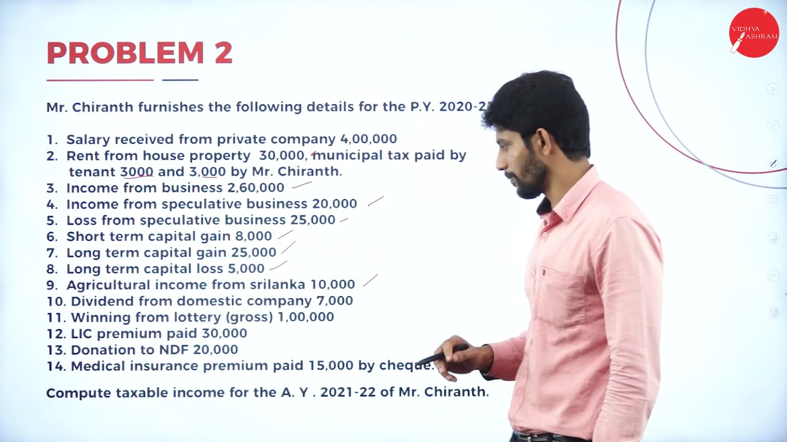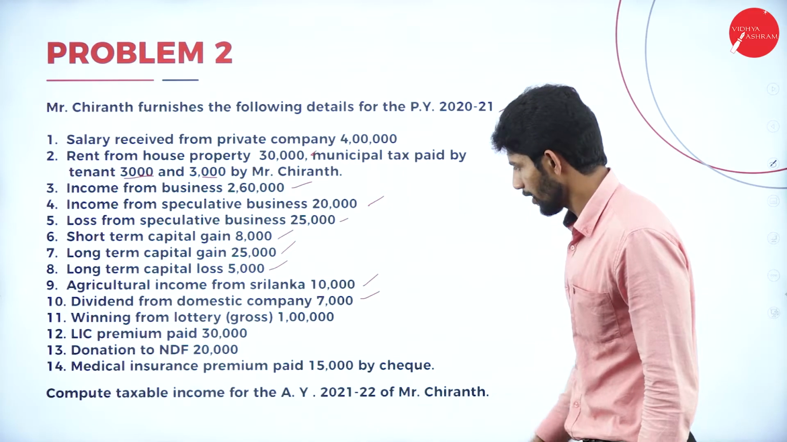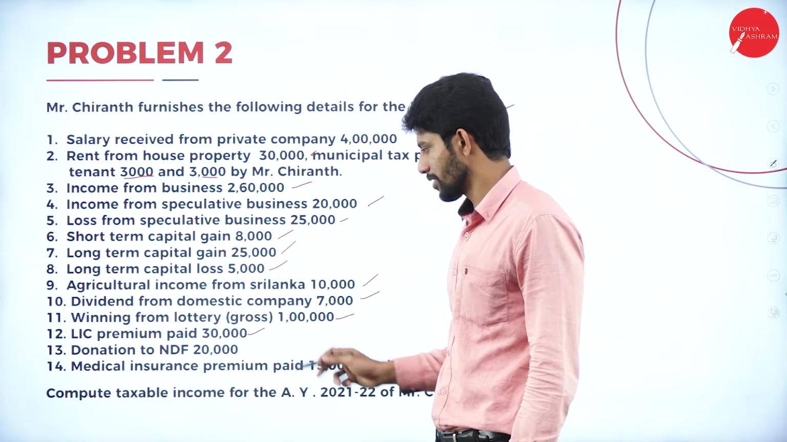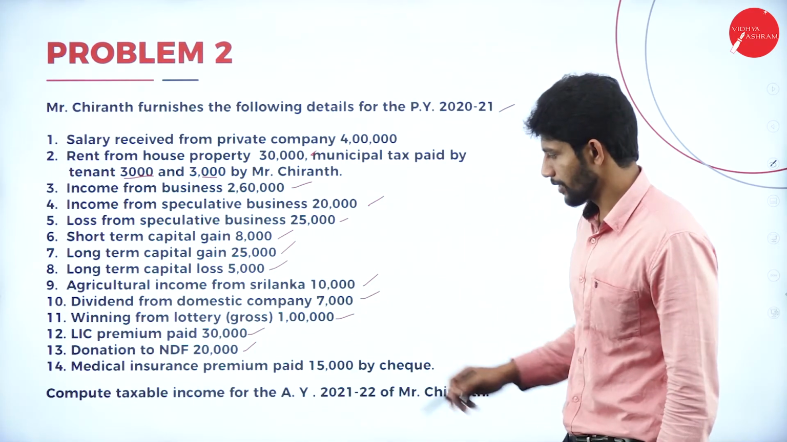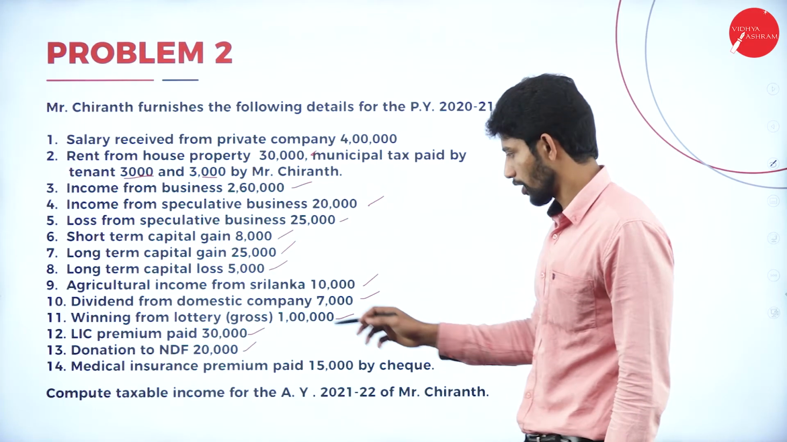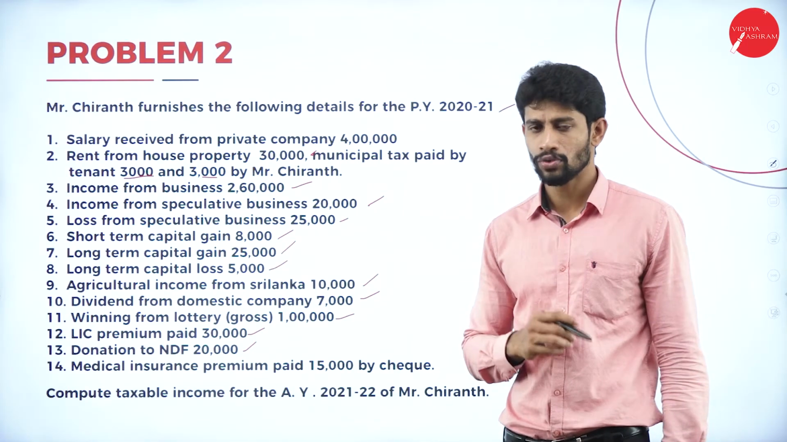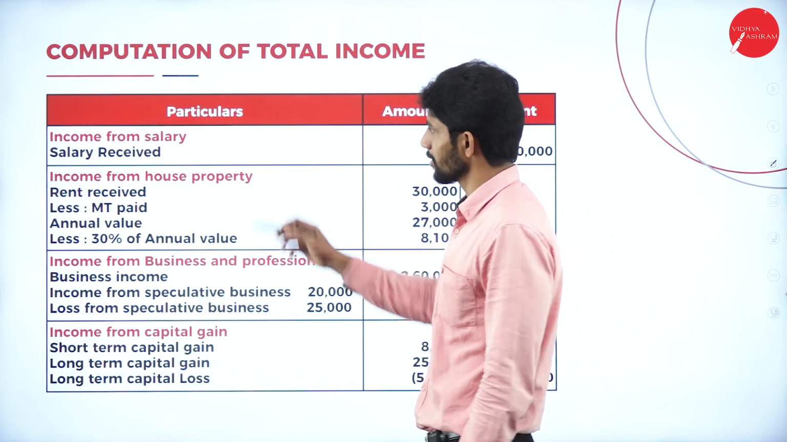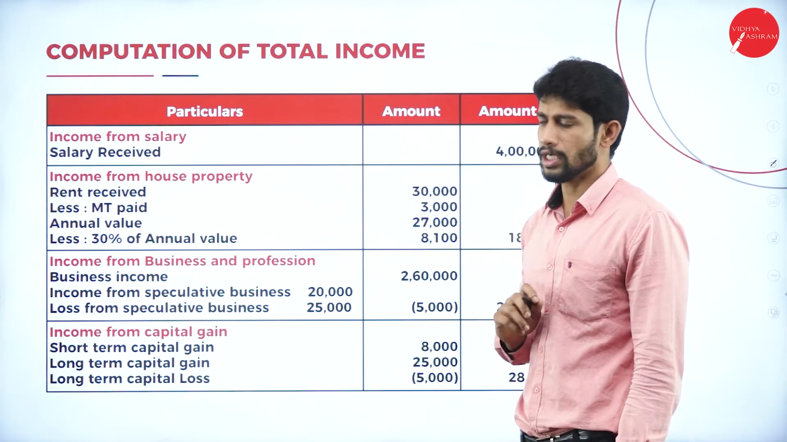Next, dividend from domestic company, it is 7,000. Winning from lottery, gross value, it is 1 lakh. LIC premium paid 30,000. Donation to NDF 20,000. Medical insurance premium paid rupees 15,000 by check. So compute taxable income for the assessment year 2021-22 of Mr. Chiran. So moving to the solution part, computation of total income, particulars, amount.